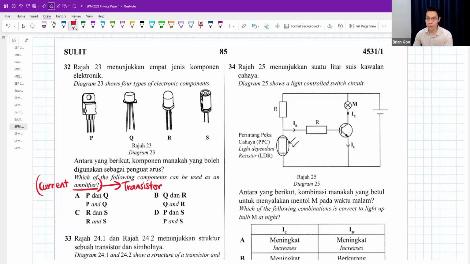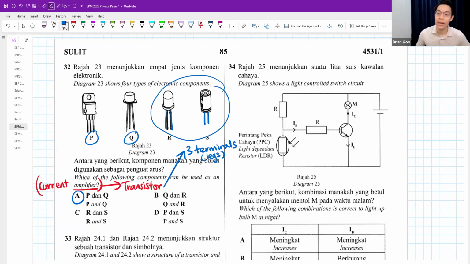Now, they give you 4 pictures like that. A lot of students will be thinking, teacher, how would I know which one is a transistor? Very simple. The transistor is the one that has 3 terminals, the one that has 3 legs. So only P and Q can be the possible answer. Answer is A. If it's R and S, it's impossible that it is a transistor, because R and S only got 2 legs. This should be a diode. P and Q, they are most likely transistors. So answer is A. This one is quite key.